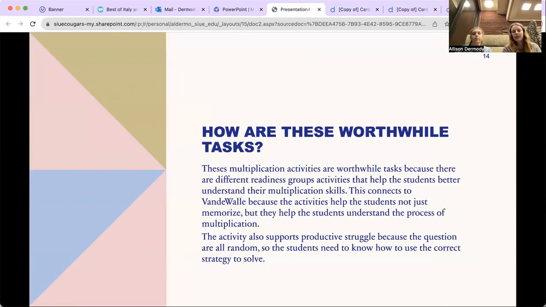How are these worthwhile tasks? These multiplication activities are worthwhile tasks because there are different readiness group activities that help the students better understand their multiplication skills. This connects to Van de Walle because the activities help the students not just memorize, but understand the process behind multiplication. The activity also supports productive struggle because the questions are all random, so the students will need to know how to use the correct strategy to solve the problems.